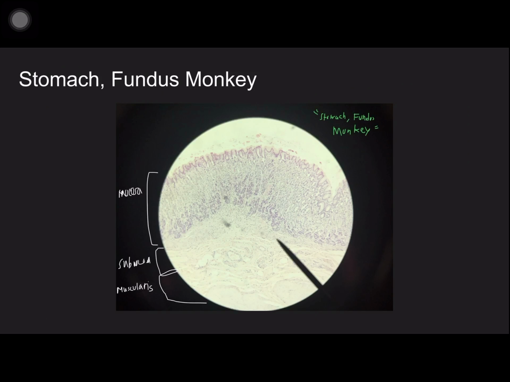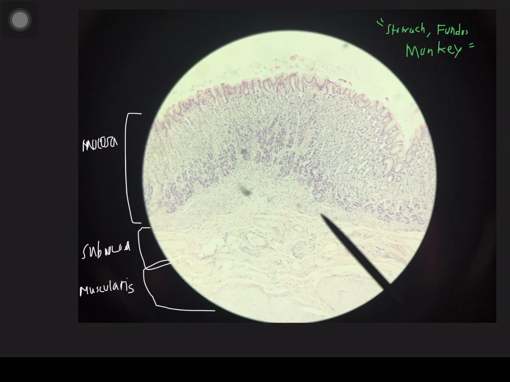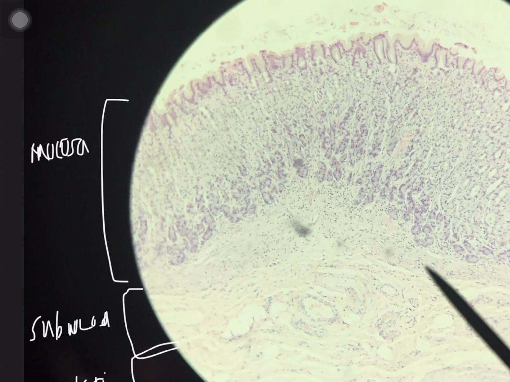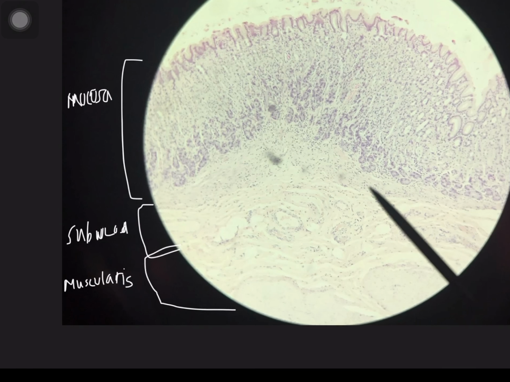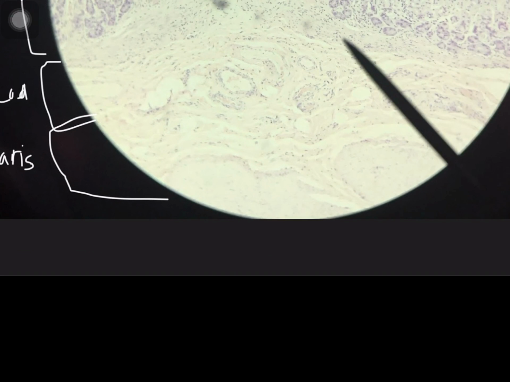Another one of the stomach fundus, except this time, instead of human, it's a monkey. Notice how the mucosa is very much different from a human. The simple columnar cells on the top are much more pinkish. Submucosa is very much all over the place. Muscularis is not as colorful as in a human, very pale colored.